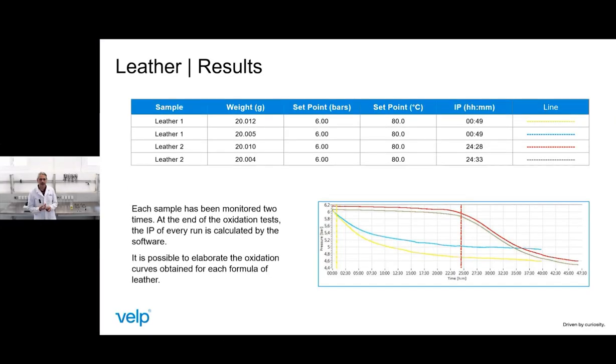Each sample has been tested in duplicate. As you can see in the graph above, the samples have different oxidation profiles and show different bending curves with different induction periods. As expected, with no antioxidants, the induction period is very short because there is no treatment on the surface of the leather that protects the leather itself. The induction period for the sample treated with antioxidant is way higher and demonstrates the ability of oxy-test to detect the oxidative stability of the sample.